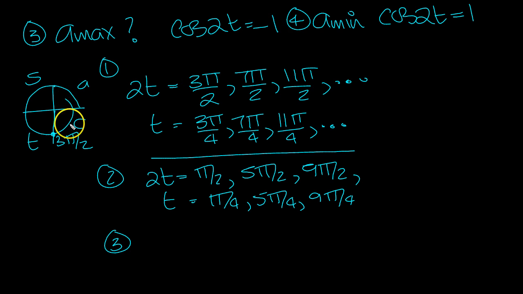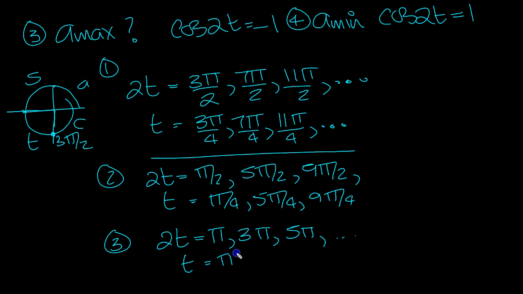And then number 3, cos 2t equals minus 1. Well, cos is positive here and here, negative there and there, so it equals minus 1 here, doesn't it? So that's pi. So 2t will equal pi, 3 pi, 5 pi, and so on. So t equals pi over 2, 3 pi over 2, 5 pi over 2.